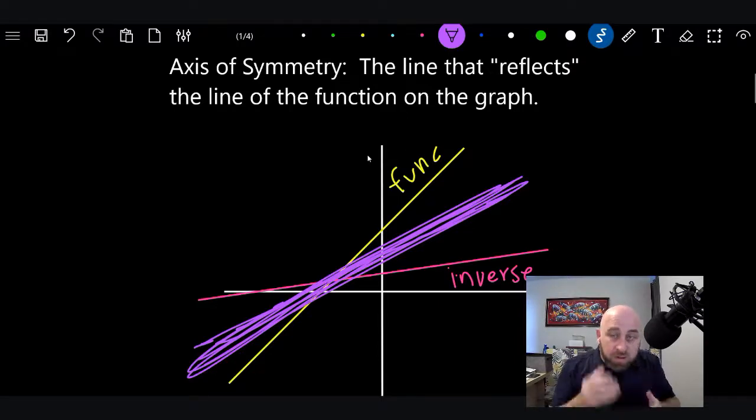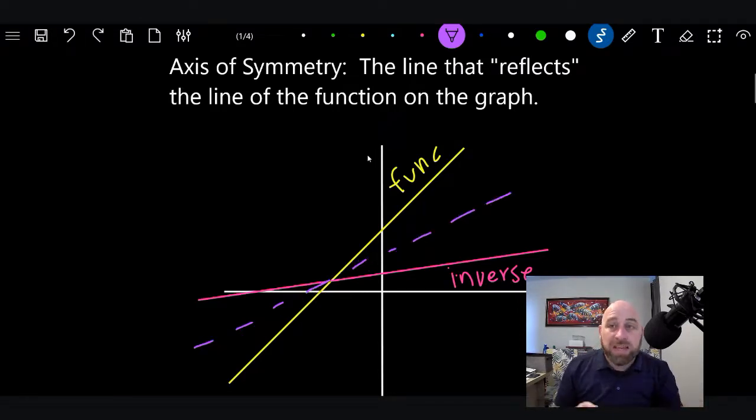But here what we're talking about is that purple line, this dotted purple line. What it's doing is reflecting the two different lines. The purple line runs in the middle and it reflects. So the function shines down, if you will, on the purple line, and then that is reflected down to the inverse. And when you put the function on the graph and you put the inverse on the graph, that's what you're going to see. You're going to see a reflection on the graph.